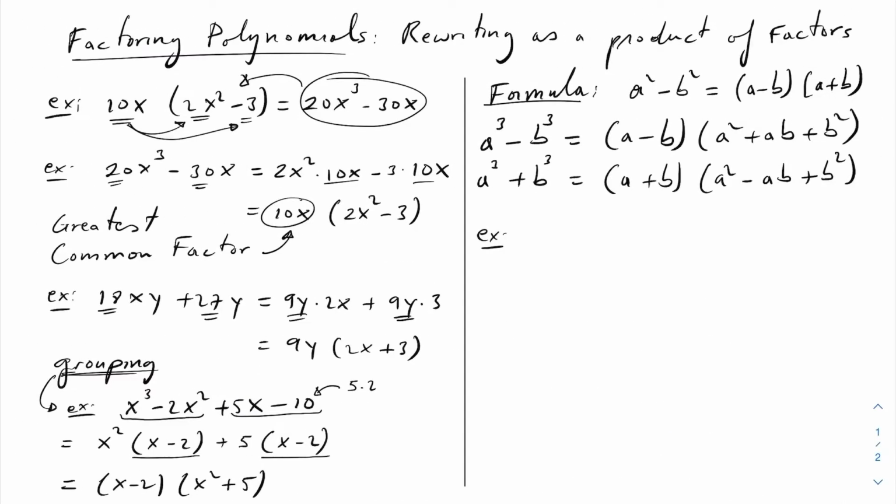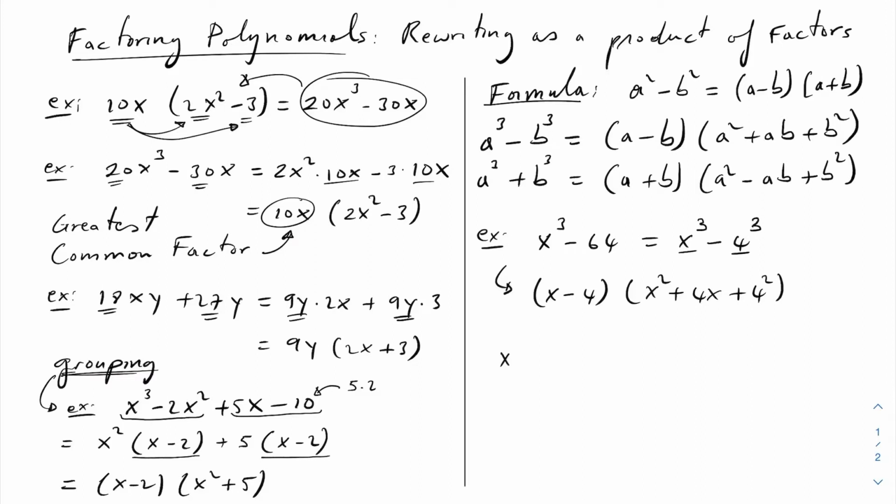So let's say I give you an example like x cubed minus 64. What you notice here is that 64 is the same thing as 4 cubed. So this is going to be a difference of cubes. And if you remember the formula, it goes same, different, always positive. So a is x and b is 4. You're going to have same, x minus 4, and then x squared plus 4x plus 4 squared. Same, different, always positive.